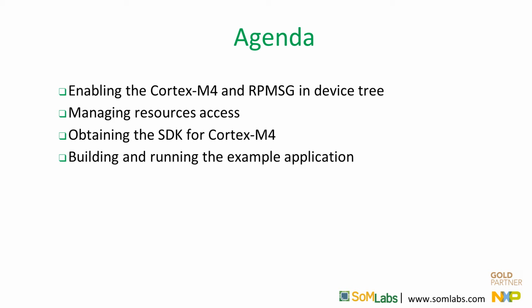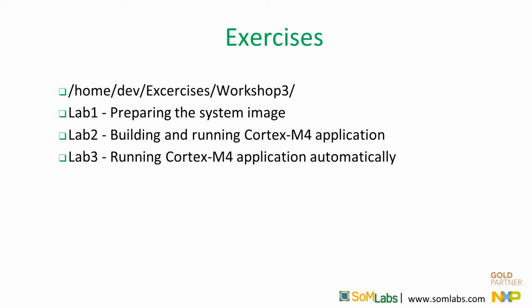At the beginning, we will turn on the support of the M4 core and set up the communication channel between it and the A53 cores in the device tree. Then we will move on to discuss domains and the division of access to the processor peripherals between individual cores. Finally, we will learn how to download the SDK for the application on Cortex-M4 and how to compile and run the sample application. As before, we will also do some practical exercises this time.